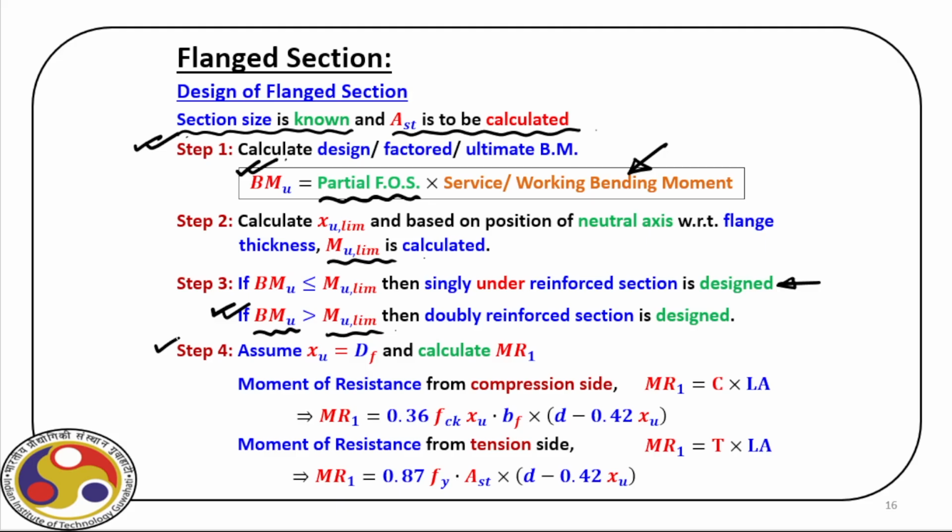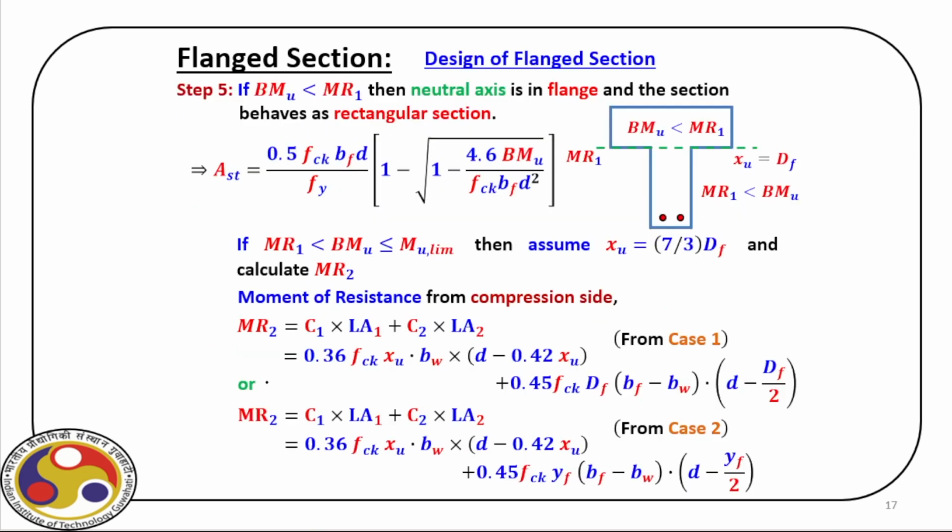Then in step 4, what we do, we assume XU equal to DF and then calculate MR1. That is the moment of resistance from the compression side. We can also find out the moment of resistance from the tension side. That I am not going to explain now.